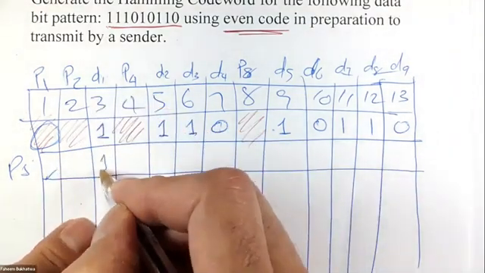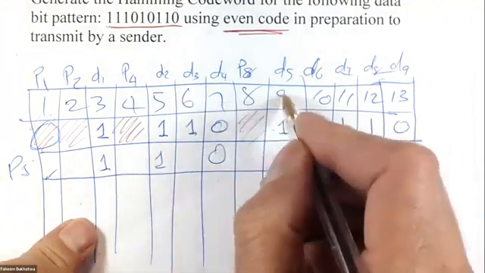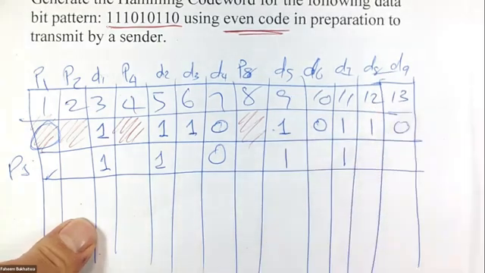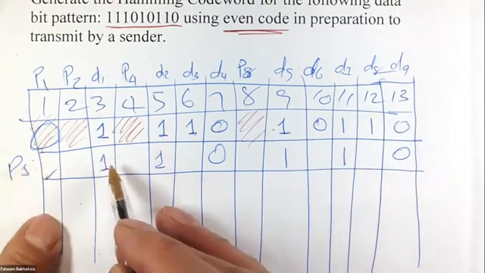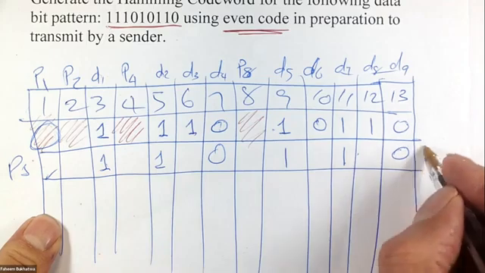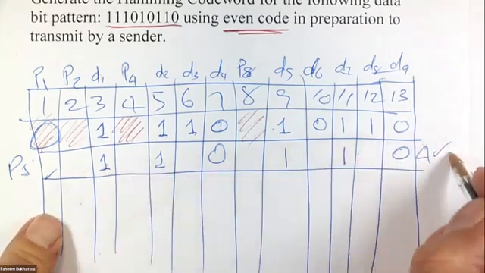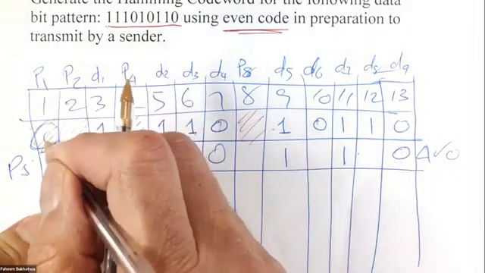Number 3, 5, 7, 9, 11, and 3. Right. Now we count them. How many ones there are without the parity? 1, 2, 3, 4. They're 4. They're okay. So the parity should be a 0. So this one should go as a 0.